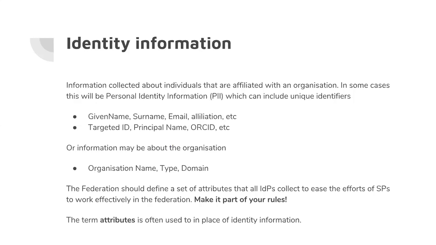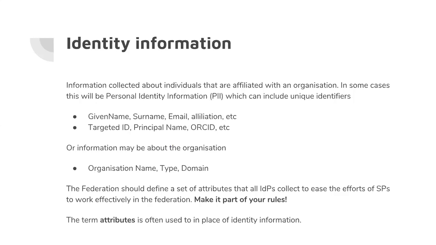It also includes some identifiers that are tied to a particular entity or a person, such as a targeted ID, a principal name, the ORCID ID. These are just identifiers that are associated with a person or an entity or a principal as part of their identity information. Other information that may be collected is information about the organisation that a person is affiliated with, things like their organisation name, their organisation type, the domain name that's tied to the organisation. So that can all be bundled up as part of the identity information that's provided from an IDP.